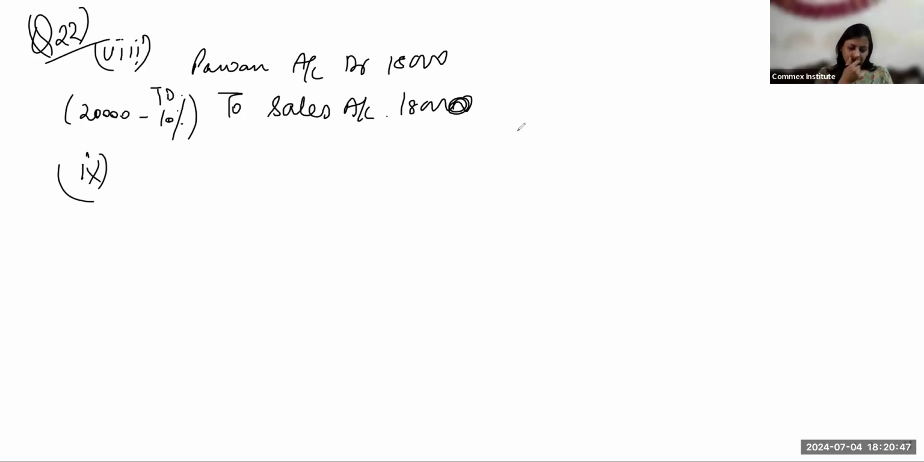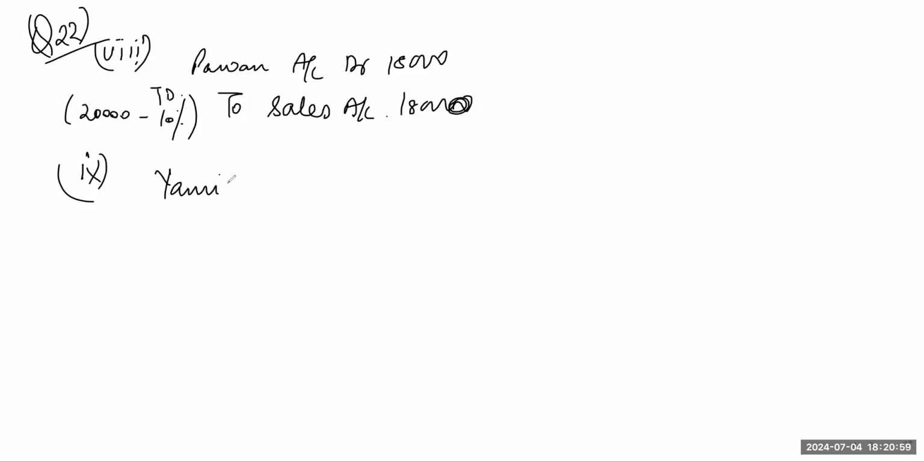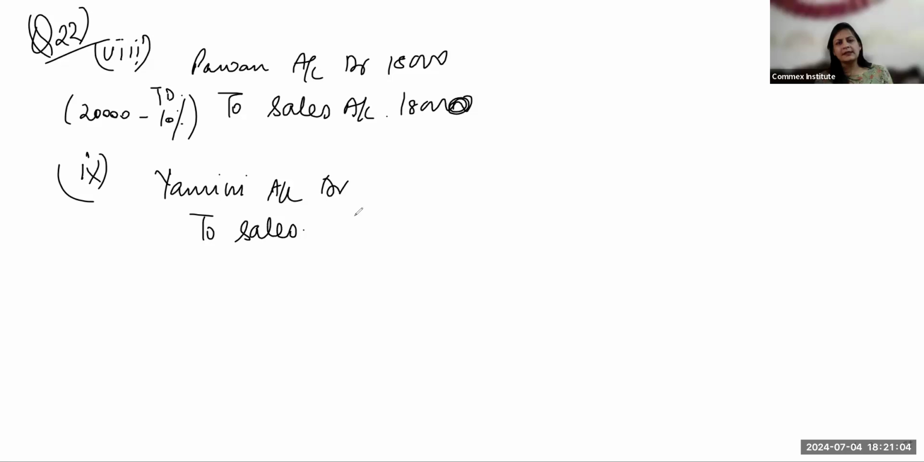Navya, yes, ma'am. Sold goods to Yamini of list price 25,000 for 23,000. Yamini account debit 23,000 to sales account 23,000. Correct. So this is the trade discount they're talking about, because relating it with the list price, first we give the trade discount only. So credit transaction.